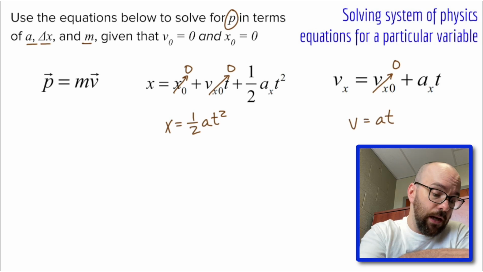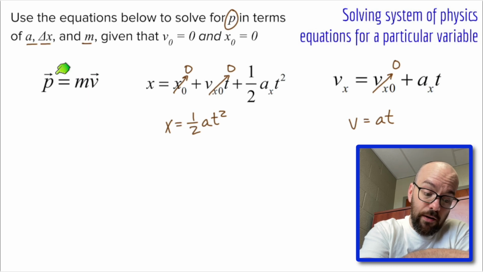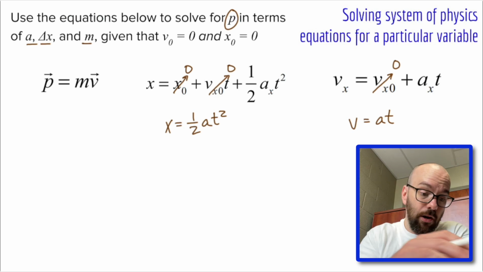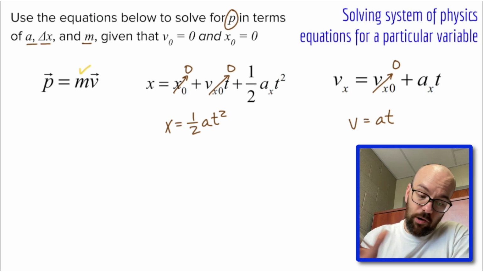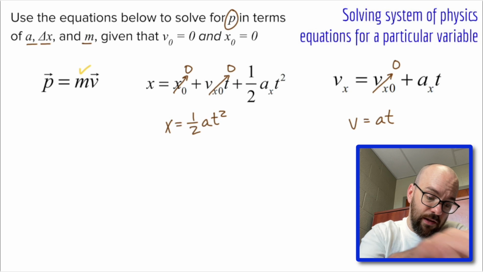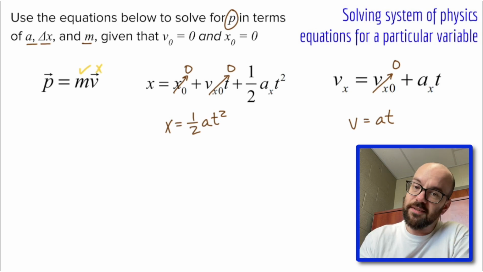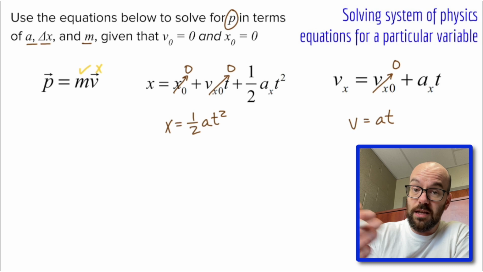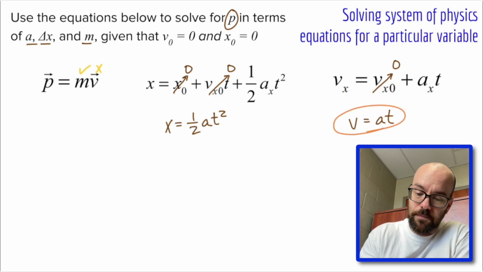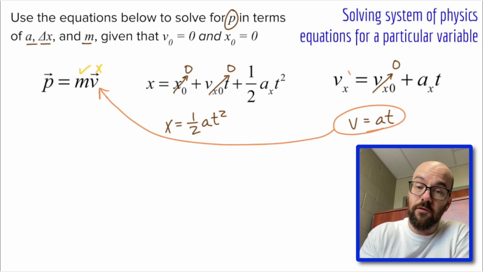Great, now we're solving for p. We've got p equals mv. So we already have this equation how we want it as far as it's p equals something. But we want our equation in terms of a, delta x, and m. Looking at our equation here, we've got m, we're good with that because we want it in terms of m. But we've got v, and we didn't say we want it in terms of v, we want it in terms of these other variables, a and delta x. So we're going to have to substitute something in for v. Now I've got an equation that's already written as v equals, so we can take that equation and substitute that in for v right here.